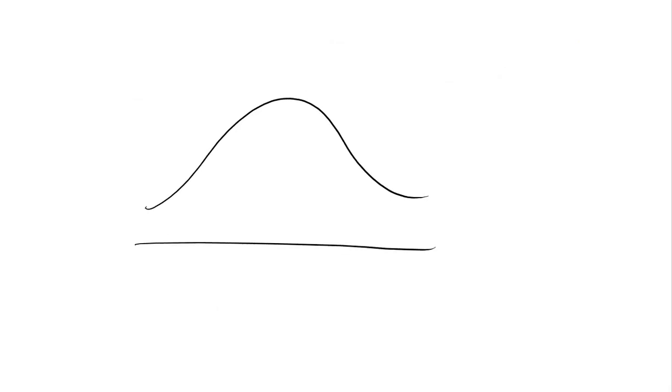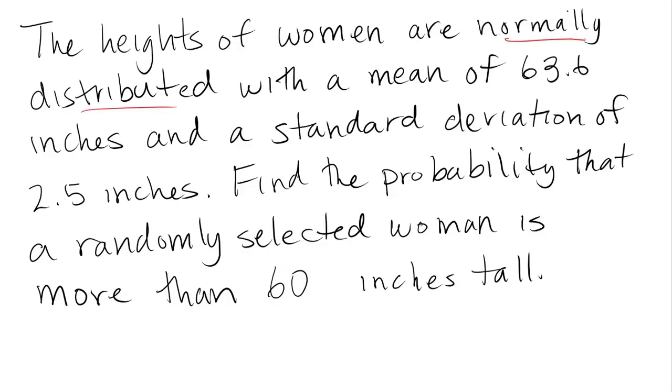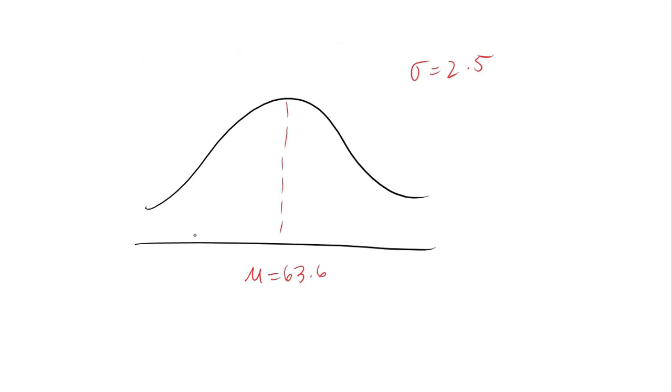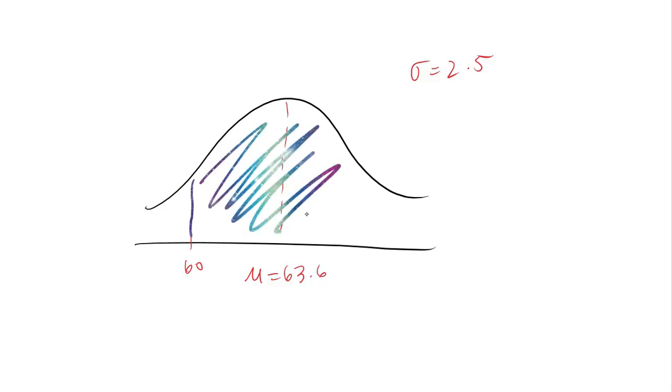So it's going to be a bell curve. It's the same bell curve as last time. The mean was 63.6. Standard deviation of 2.5. We're looking for the probability that the woman is more than 60 inches tall, the right of 60 in the graph. 60 is over here, and we're going to go to the right of 60. But we go through the mean.